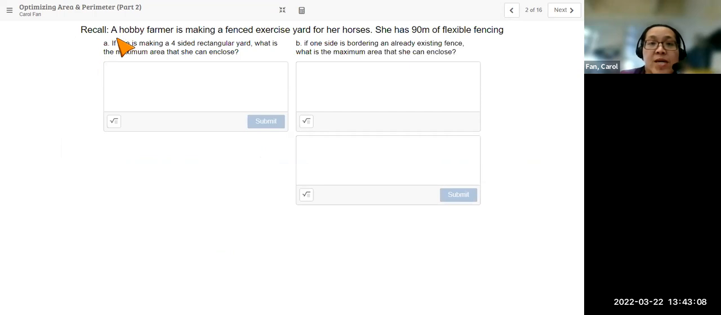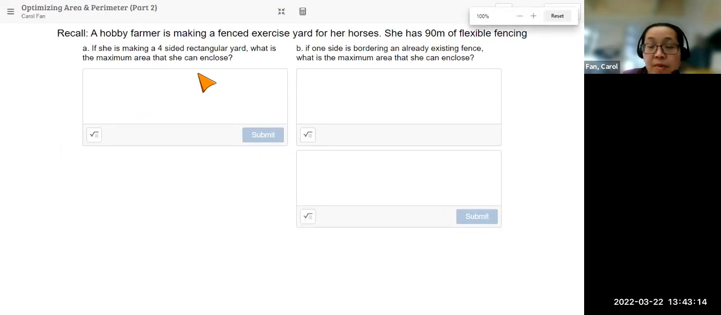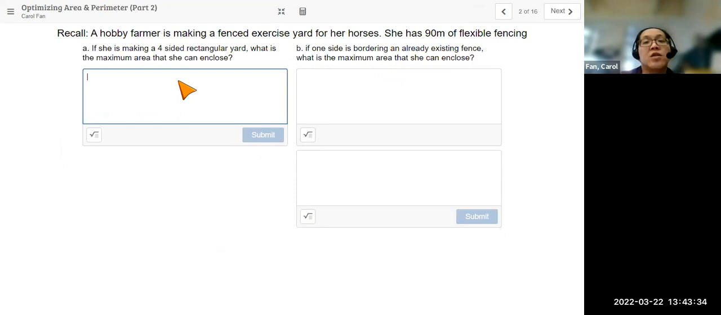Now, let's recall. I'm going to do a question similar to what we did yesterday. We have a hobby farmer making a fenced yard for her horses. She has 90 meters of flexible fencing. Now, because it's flexible, that means it could be folded anywhere. If she's making a four-sided rectangular yard, what's the maximum area that she can enclose?